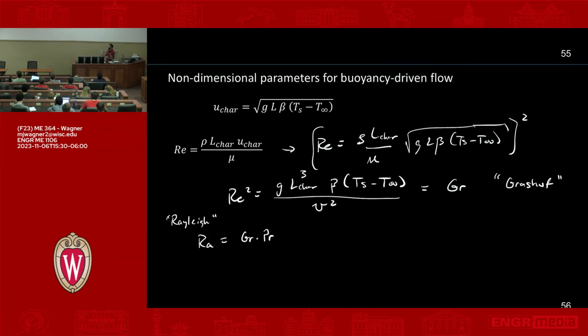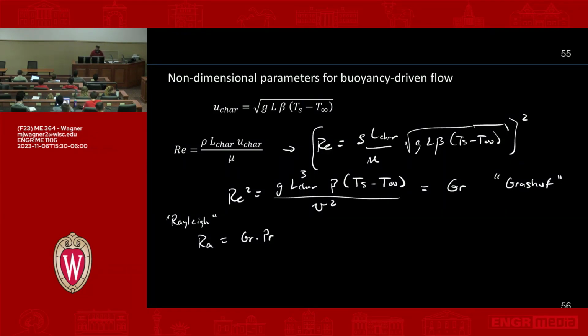Right, so you have correlations that are going to be in terms of Rayleigh number, in terms of Grashof number, and they all involve the Prandtl number in some way. Okay, so this is sort of the set of non-dimensional values that we need, and then we can go back and compute the correlations with them.